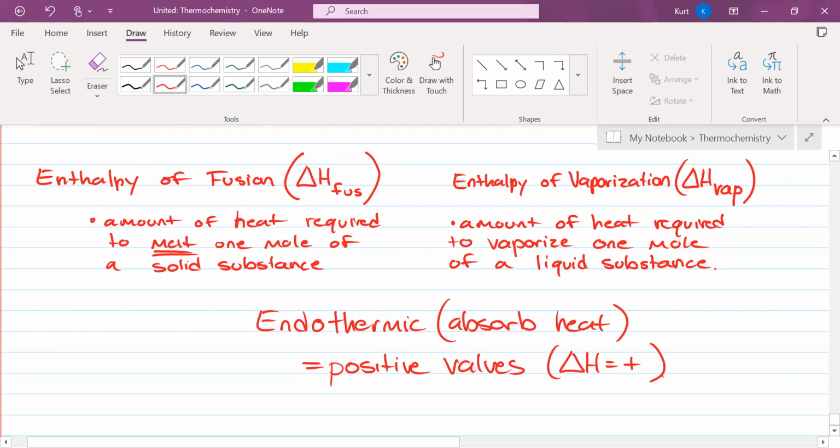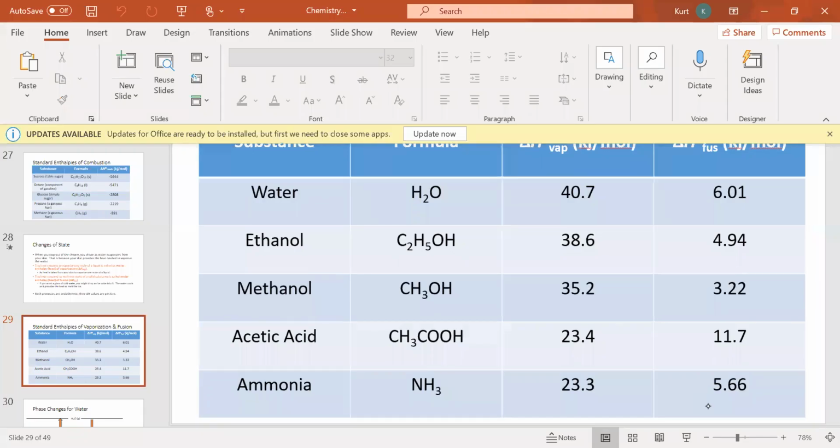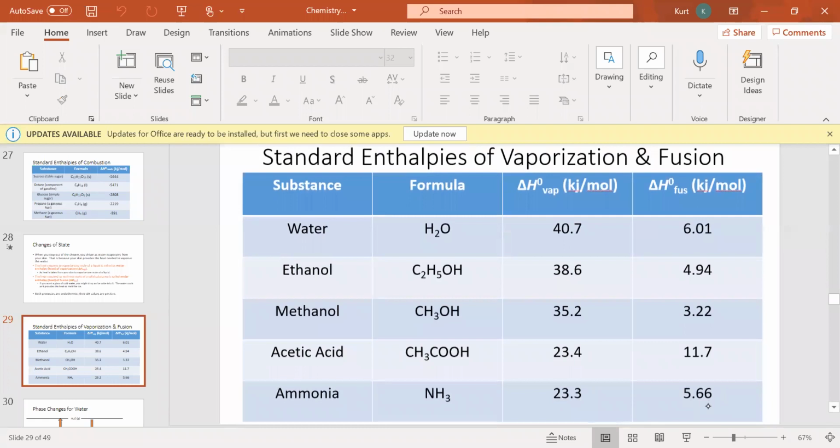Okay, I have a chart here for you. This is where I hope you are going to have your mind blown, okay? Let's go to a few pages. There it is. All right. These are standard enthalpies of fusion, everybody.